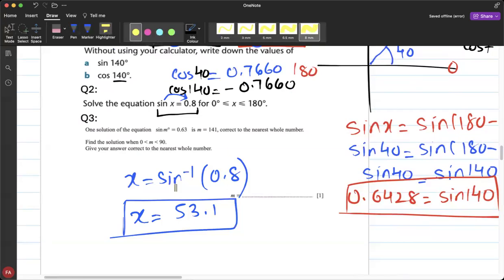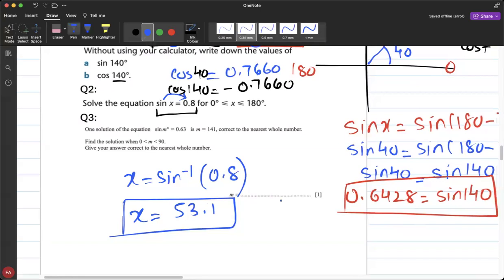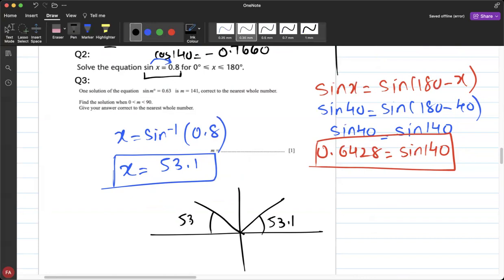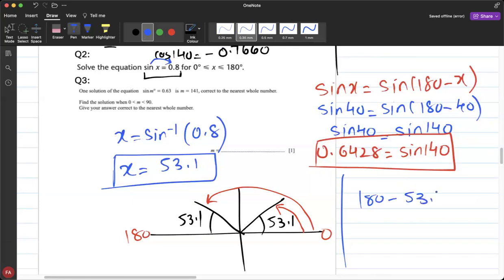Now that I've done this, my first question to you is, where does this lie? First quadrant or second quadrant? I'm sure all of you said first quadrant. So we know that it lies somewhere over here, 53.1. But like I said, it would also lie in this quadrant as well. So this is 53.1. What do you think this is going to be? Like I said, you will always subtract from 180. So we know in this case that this has to be 180 minus 53.1, which should give you 126.9.